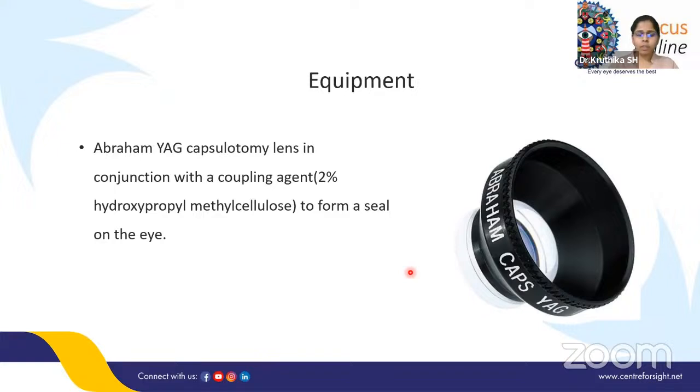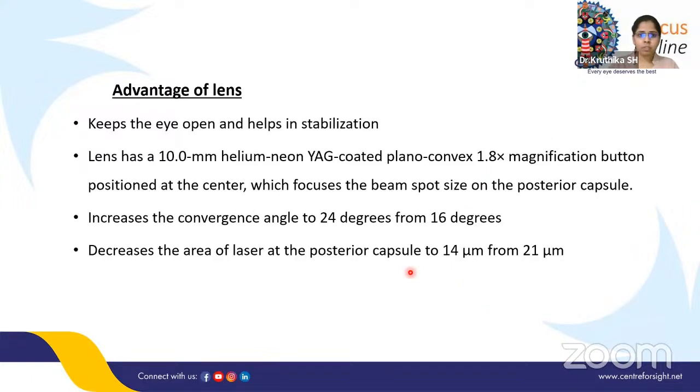Here we can use an equipment. We can or cannot. It is left to the doctor again. One equipment that can be used here is a lens, which is the Abraham YAG capsulotomy lens, in conjunction with a coupling agent, which is 2% HPMC, a viscoelastic substance, to form a seal on the eye. What the Abraham YAG capsulotomy lens does is magnify the image almost 2 times. An advantage of this is that it keeps the eye open and helps in stabilization.